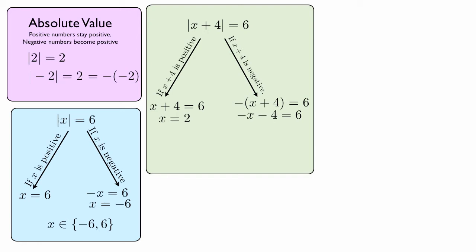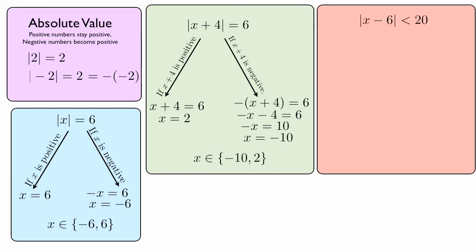We distribute the negative sign. Negative x minus 4 is equal to 6. Add 4 to both sides, get negative x is equal to 10, and we have x is equal to negative 10. So we have our answer. x is in the solution set negative 10 and 2. Here's another example that's basically the same, except instead of equality, you have an inequality.